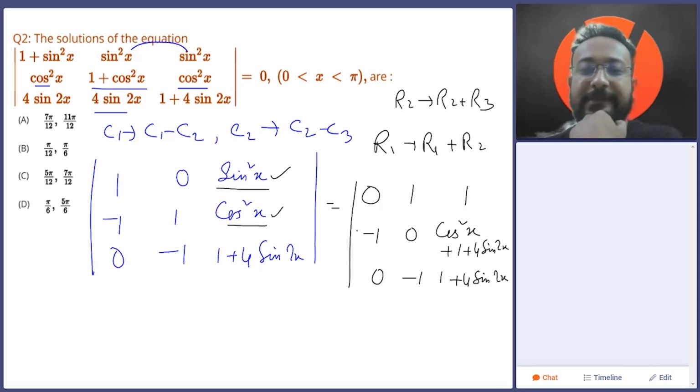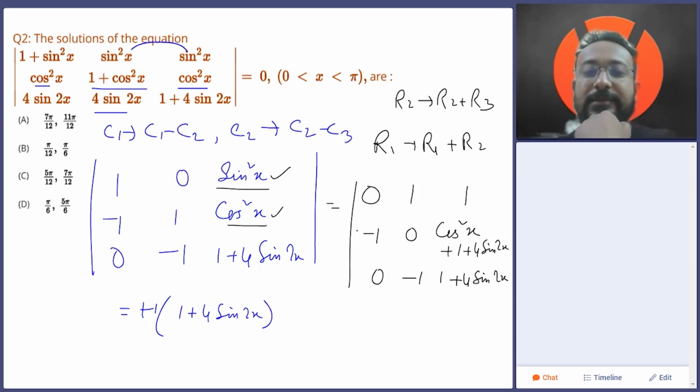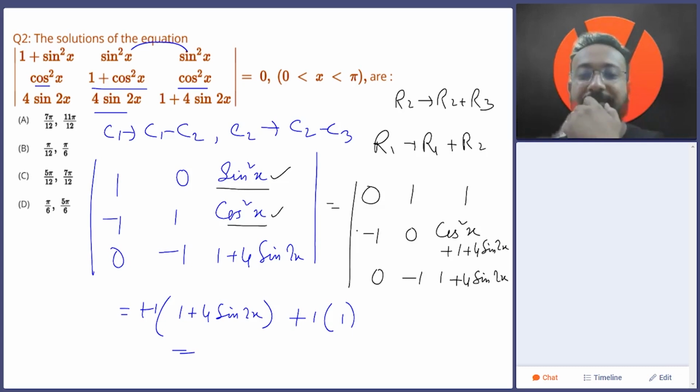So finally, what do we get? Finally, our f(x) becomes 1. 0 is not there, so minus 1 times how much? Minus 1 times, this we are cancelling, so minus 1 times minus 1 into this, so minus 1 is plus, so 1 plus 4 sine 2x. This minus this, minus 0 into this becomes 0, so finished for minus 1. Next is plus 1. For plus 1, we have minus 1 into minus 1, that is plus 1. Finished. So we are left with only 1 plus 1, 2 plus 4 sine 2x. That is our left hand side, which should be equal to 0.